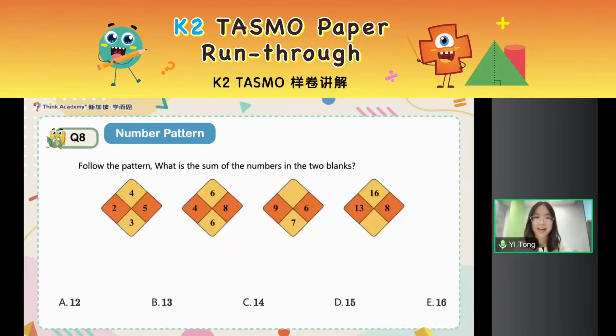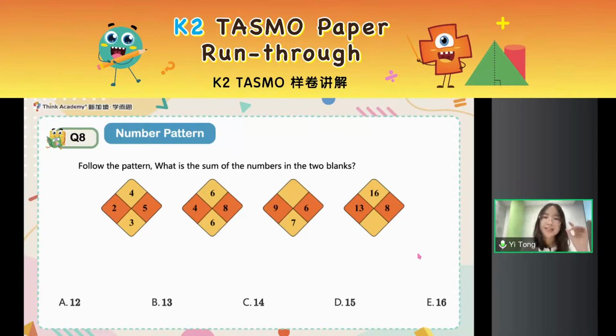Now, let's move on to our next question. Okay, so next question is number pattern. Can we find the patterns? I will give you 30 seconds to observe first. Now, what can you spot? These grids look quite similar. What do they have in common? Yes, the key is to look at the different color.